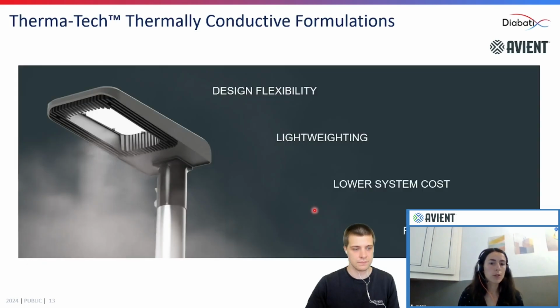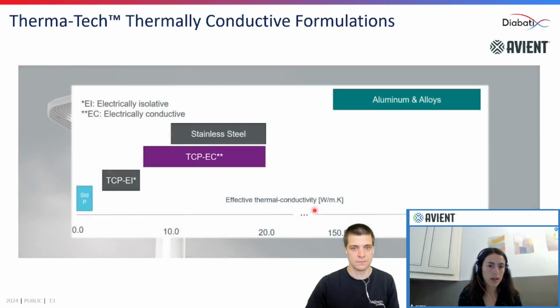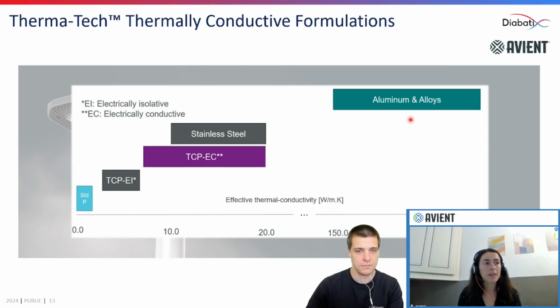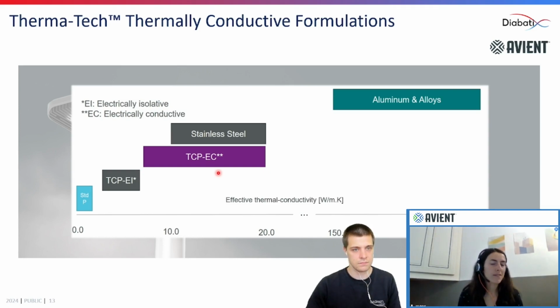And then if we look at the thermal conductivity of this material, on this small graph you can see that aluminium alloy has a really high thermal conductivity, around 150 to 200 watts per meter Kelvin. And the thermally conductive plastic has a lower thermal conductivity, around 10 to 20. It's 10 times lower than the aluminium, but still it's really higher compared to standard plastic.